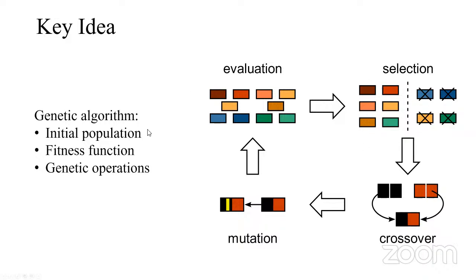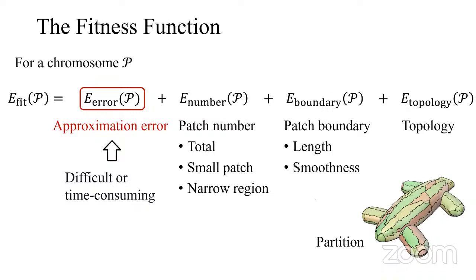So our main idea is to use this genetic algorithm to optimize the mutually restricted discrete and discontinuous objects and constraints. So in our genetic algorithm, a chromosome is a partition. For a chromosome, our fitness function includes all these quality metrics.